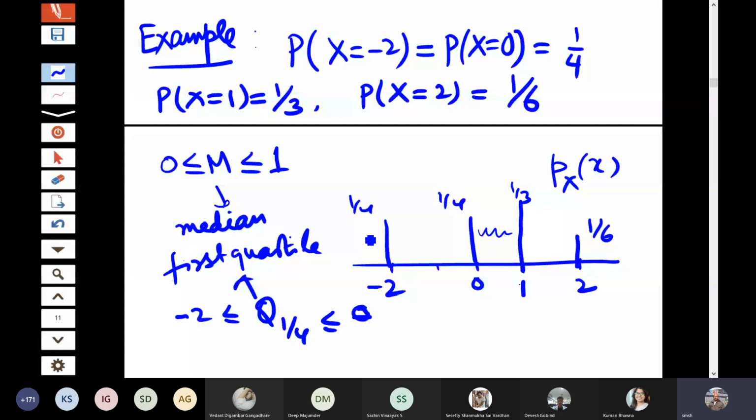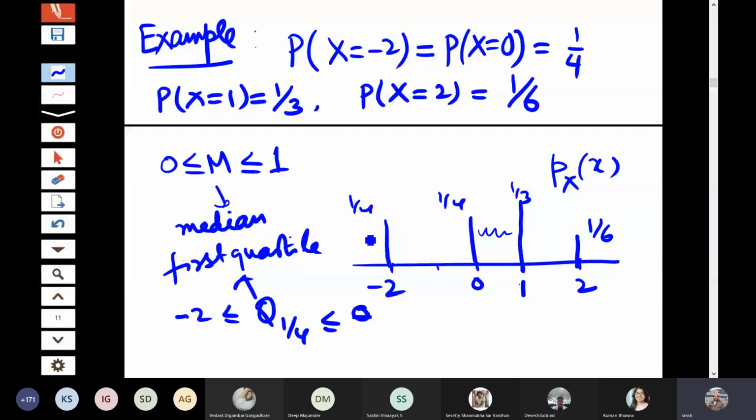Yeah, because at 0, the probability half is attained. If you look from the left hand side, the probability half is attained at 0. And from the right hand side, it is satisfying the condition that probability x greater than or equal to 0 is greater than or equal to half. That condition is also satisfied. Probability x less than or equal to 0 is equal to half. Probability x greater than or equal to 0 is greater than or equal to half. That is satisfied here.